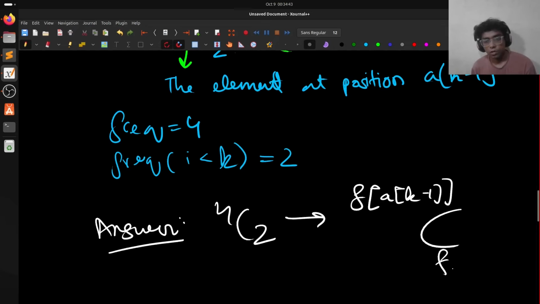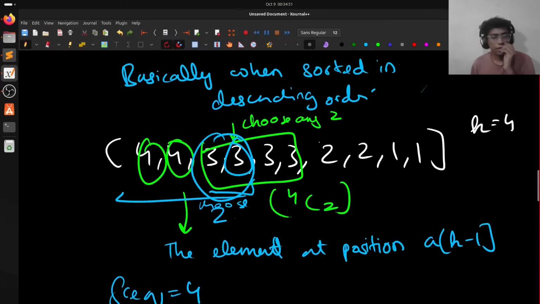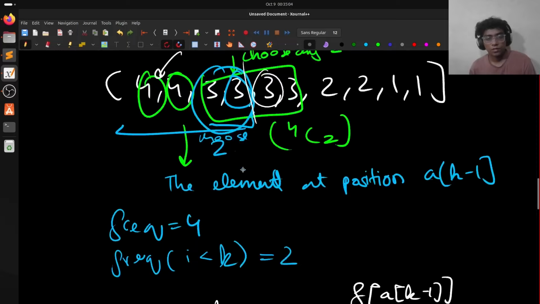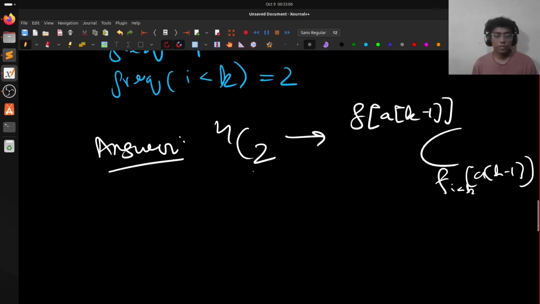choose frequency for I less than k of position A of k minus 1, right? Because that is the only one in which we can make a choice. In all the larger elements, we have to take all of them anyway. And these we definitely do not have to take. Only the one at the boundary, we can choose to take some other three as well, right? Some other influencer with 3 followers. So yeah, that's about it for this question.